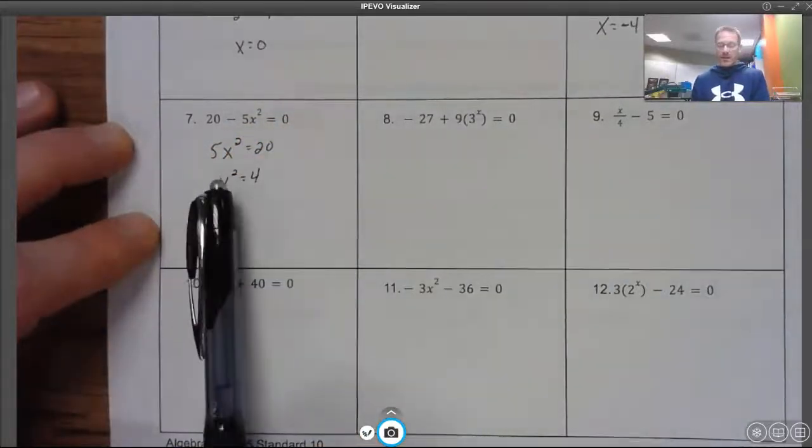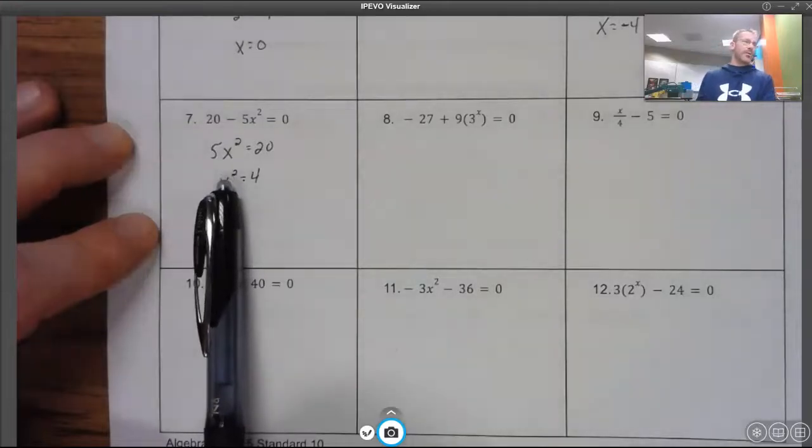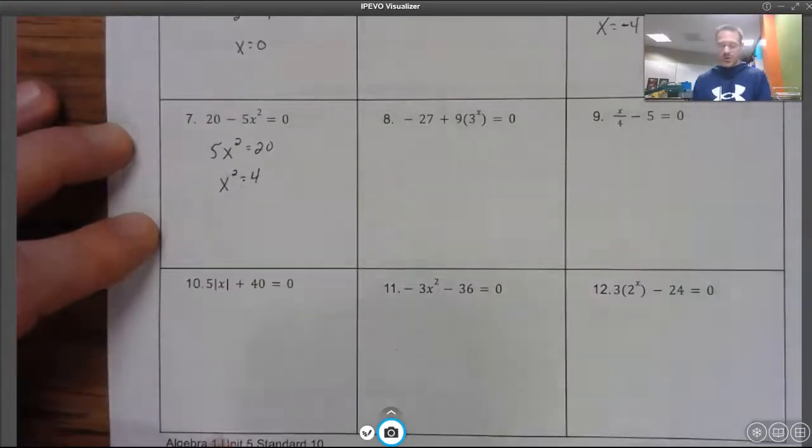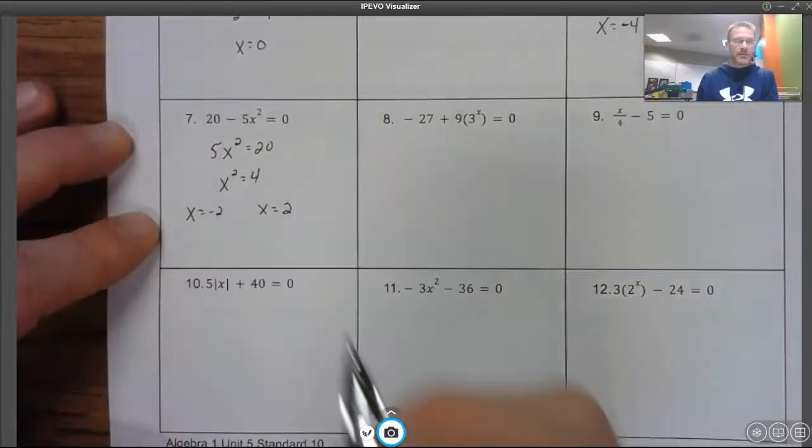All right, and now, what number squared could be 4? -2 times -2 could be 4. 2 times 2 could be 4. So x could be -2. x could be +2.